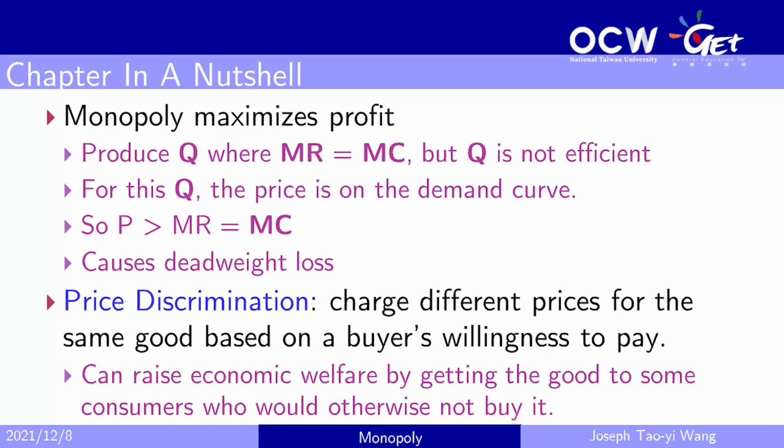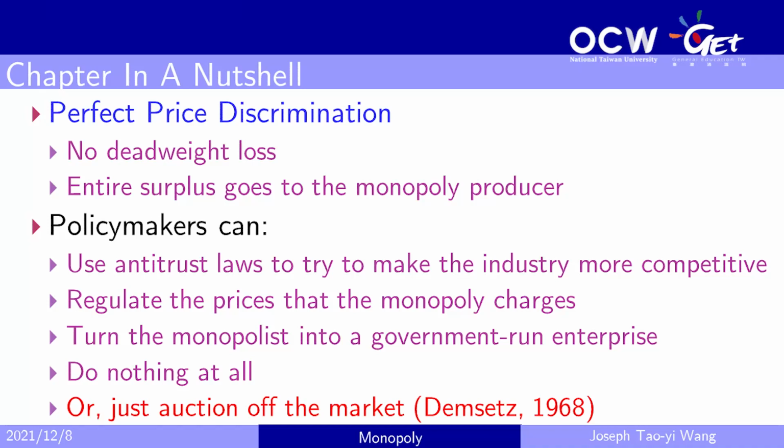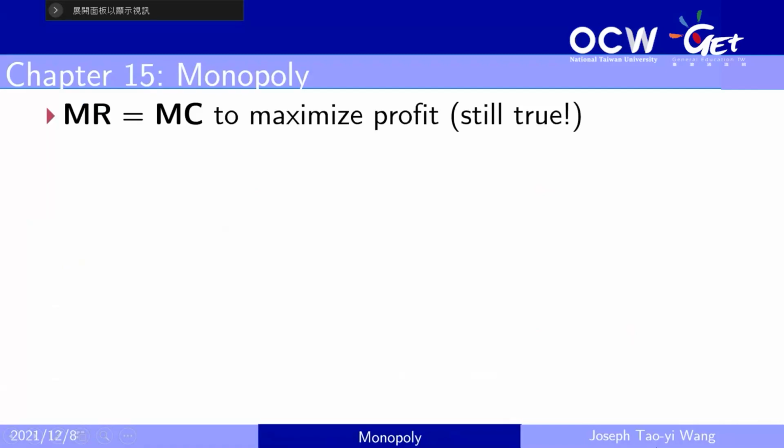And we talked about price discrimination. The extreme form is perfect price discrimination, where there's no deadweight loss, but inequality is the issue. Then we talked today about 5 different ways that regulators or policymakers can deal with monopolies. Do nothing is even an option here because there's no silver bullet. But I think auctioning off the market is the way to go. All right, so this is my one-page summary.